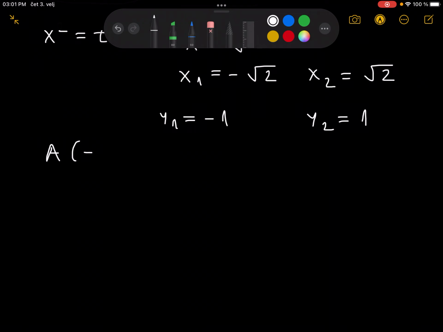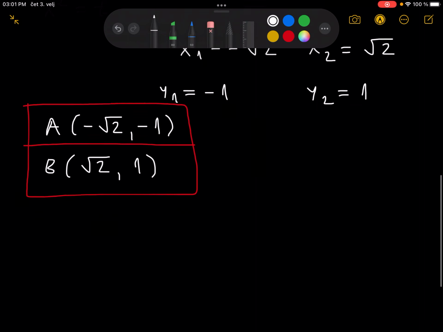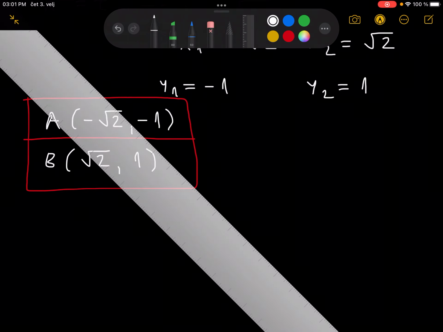And I'm just going to go ahead and call them A and B. A with the coordinates negative square root of 2 and negative 1, and B with the coordinates square root of 2 and positive 1. Okay, so this is our final answer to our problem, and we can just go ahead and graph this a little bit.